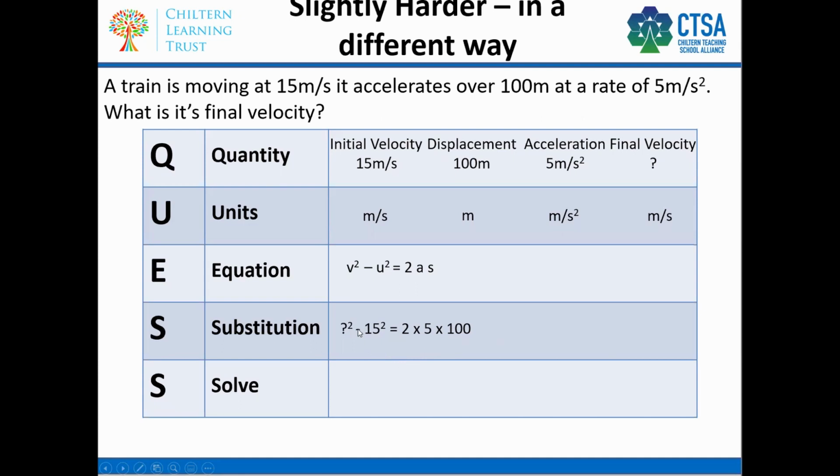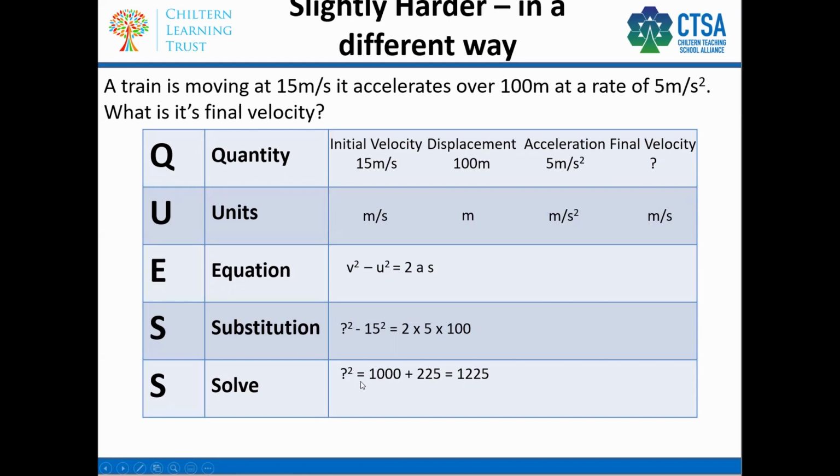So I'm also going to have to add the 15 squared onto this side to get the question mark squared on its own. So once I've done that, I can rearrange it and simplify it to say question mark squared is equal to 1,000 plus 225. And that is equal to 1,225.